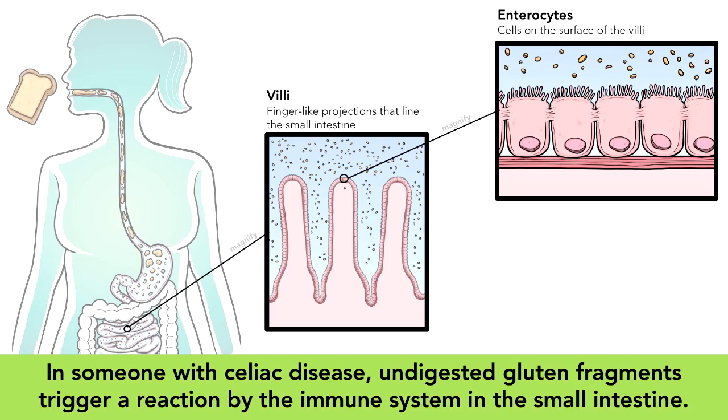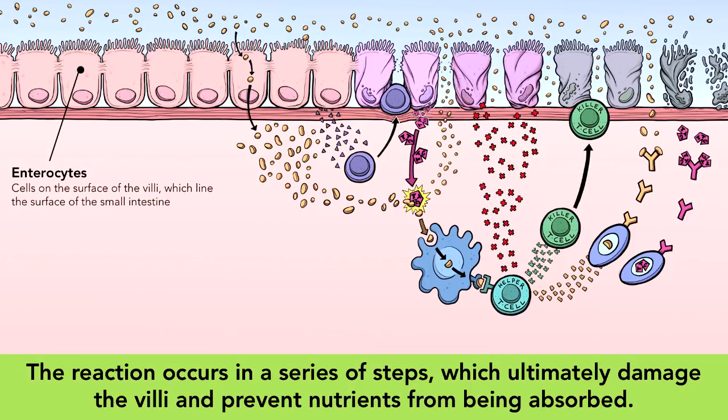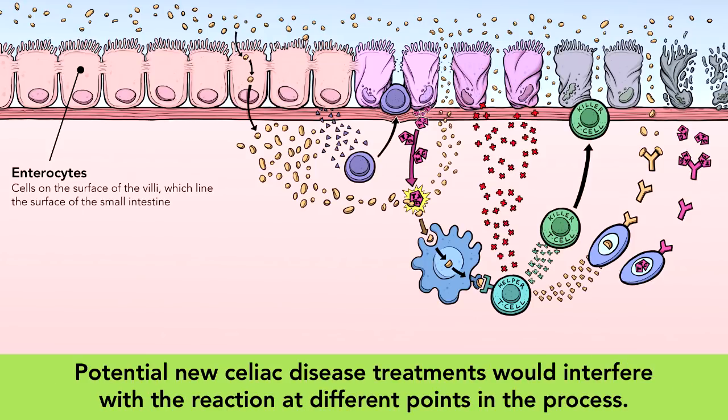In someone with celiac disease, undigested gluten fragments trigger a reaction by the immune system in the small intestine. The villi, finger-like projections in the small intestine, and enterocytes, cells on the surface of the villi, play a role. The reaction occurs in a series of steps which ultimately damage the villi and prevent nutrients from being absorbed. Potential new celiac disease treatments would interfere with the reaction at different points in the process.